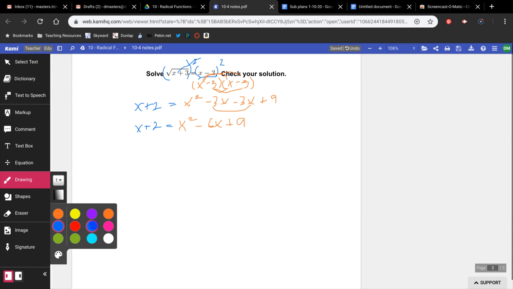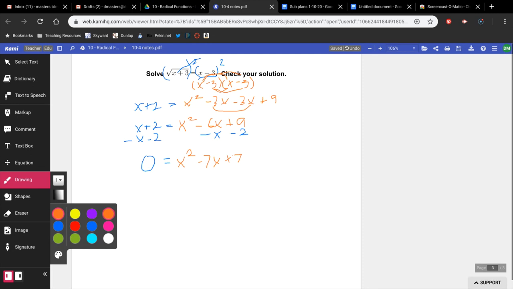Now let's subtract the x and the 2. I'll line them up there with their respective terms. So we've got 0 equals x squared, negative 6x. There we go. Negative 6x minus x is negative 7x. 9 minus 2 is 7. Oh, but it should be positive 7. Cool.